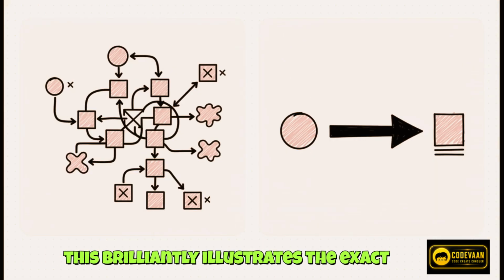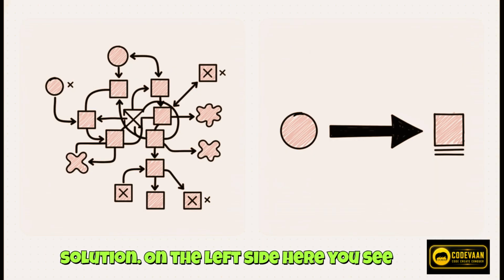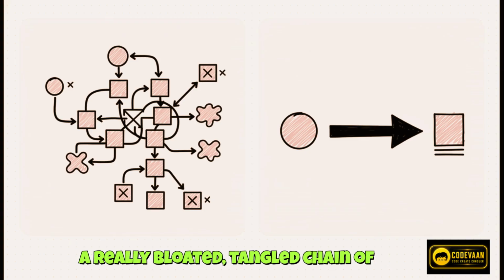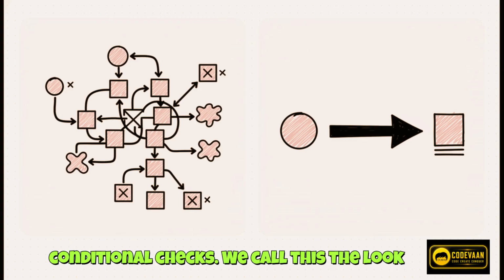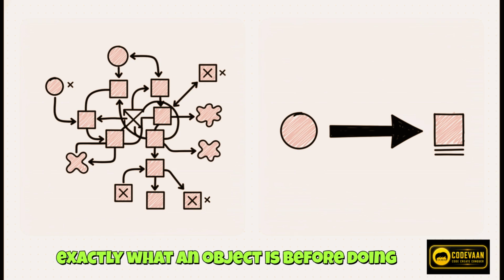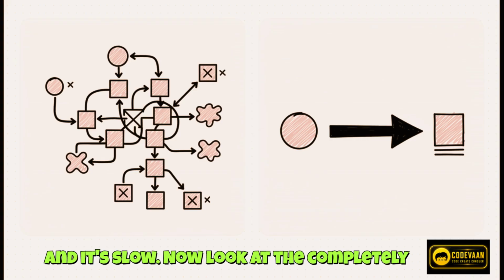And this brilliantly illustrates the exact solution. On the left side here, you see a really bloated, tangled chain of conditional checks. We call this the look before you leap style. You're asking exactly what an object is before doing anything with it. Honestly, it's brittle and it's slow.